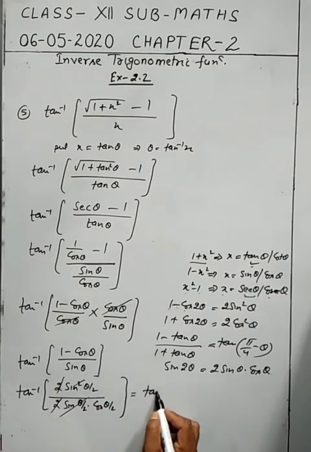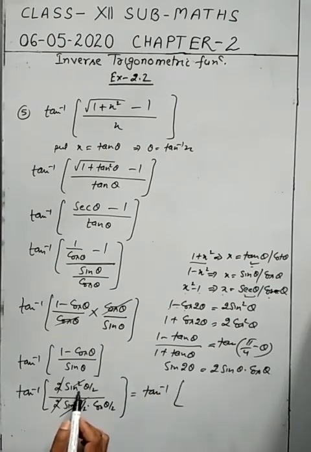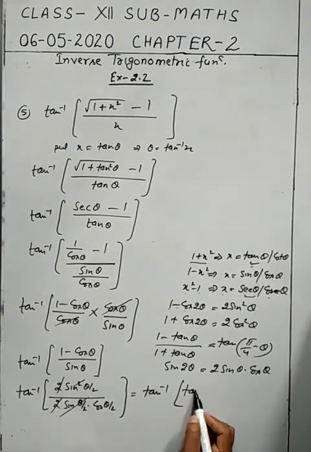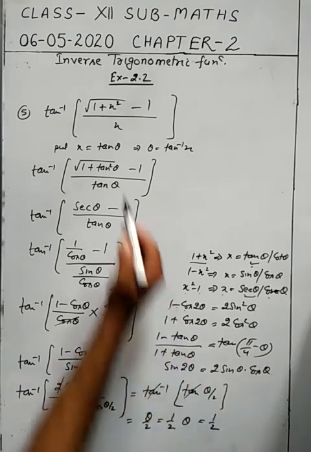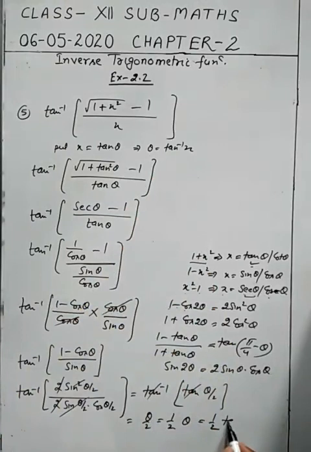You are left with tan inverse sin theta by 2 upon cos theta by 2. Left with sin theta by 2 upon cos theta by 2, which is tan theta by 2. Tan cancels with inverse. You are left with theta by 2, or you can write it as half theta. Half the value of theta, which is tan inverse x.